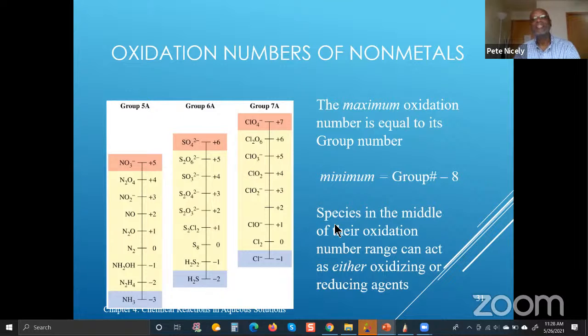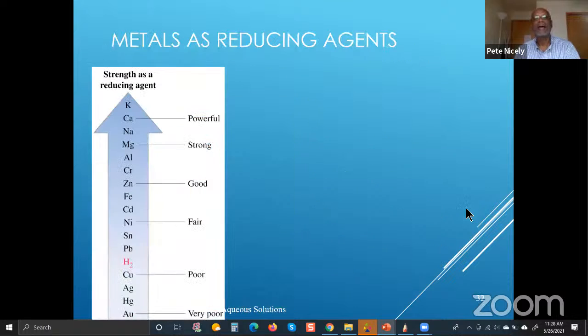And it says here that the species in the middle of their oxidation number range can act as either oxidizing or reducing agents. And it all depends on what it's reacting with, all right? Okay, now let's talk about metals as reducing agents, because metals by themselves tend to donate electrons in their reactions, right? And therefore they tend to be reducing agents.